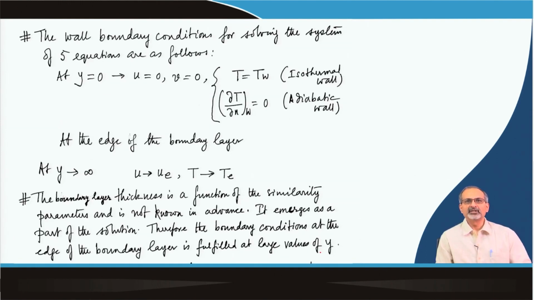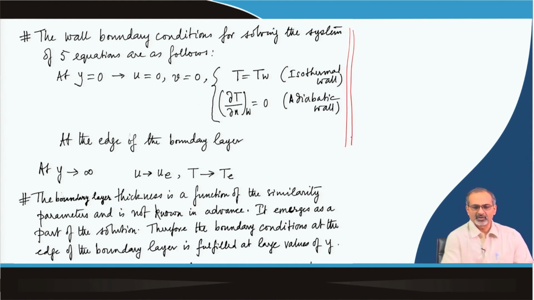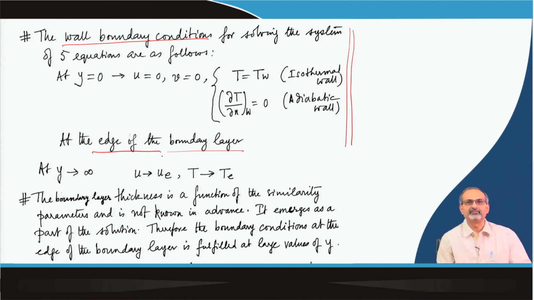How do you solve the equations? The solution depends on the boundary conditions that you impose. One is on the wall side, the other is at the edge of the boundary layer. Once you cross the boundary layer, what lies there? So, it is basically the inviscid region.